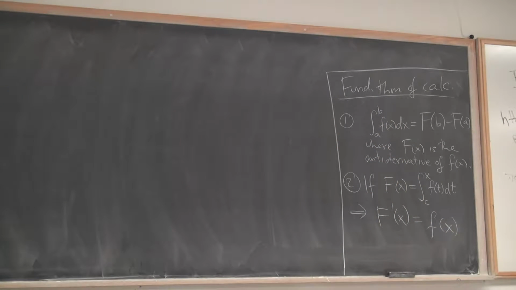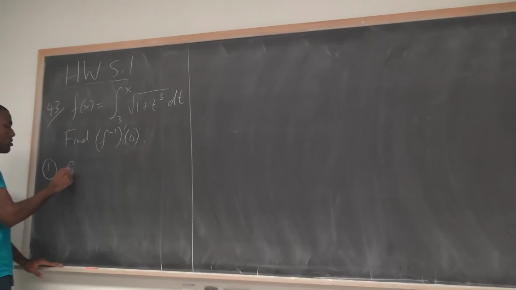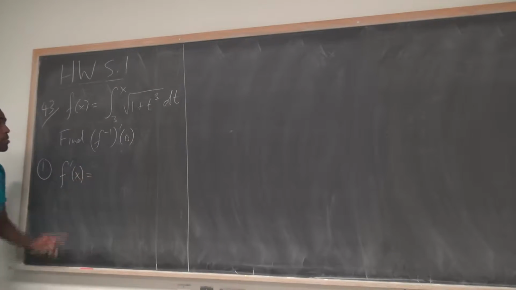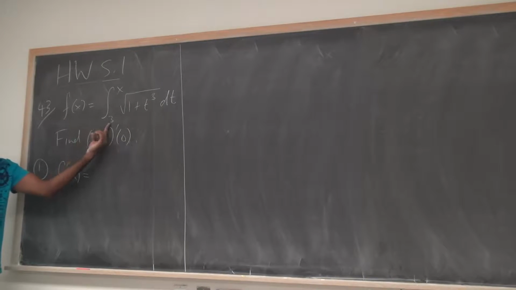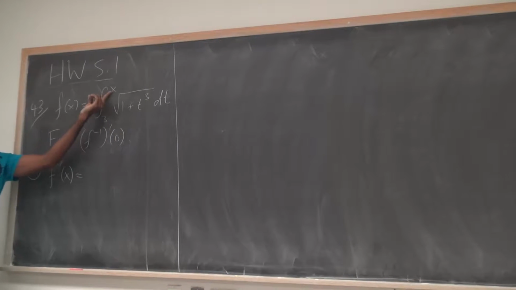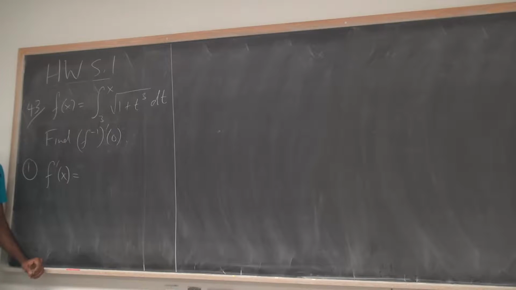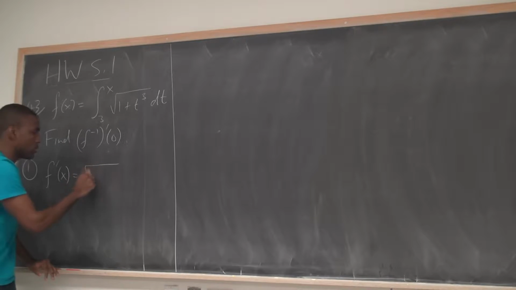Fast forward to calculus 2. What's step 1? Find the derivative. We have a function that's defined in terms of an integral where the lower limit is a constant, the upper limit is x. What is the derivative? The radical of 1 plus x cubed.